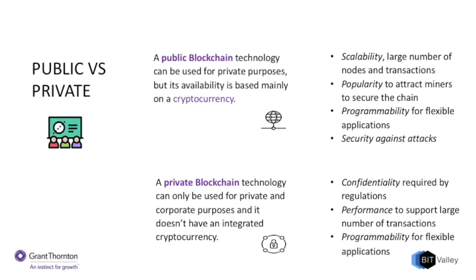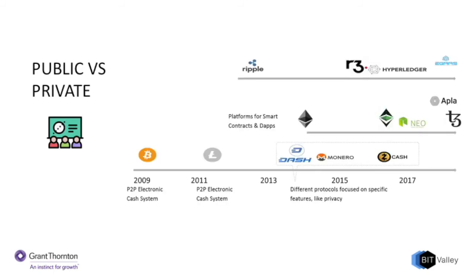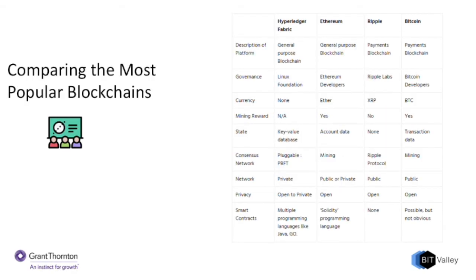Now, let's talk about public and private blockchains. Here on the screen, you can see some examples of private and public blockchains. The private blockchains are Ripple, Hyperledger, and eGas. The public blockchains are Ethereum, Neo, Bitcoin, Litecoin, Dash, Zcash, etc. Here you can find a chart comparing the most popular blockchains and how they act on each characteristic.